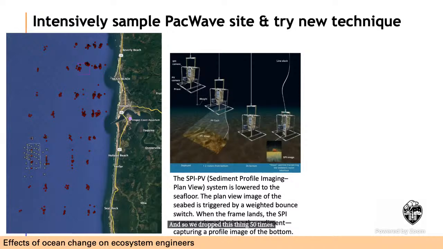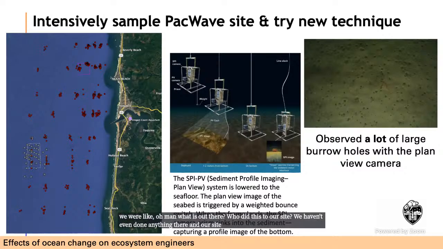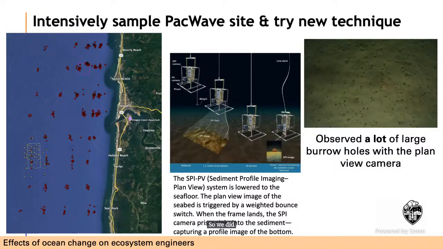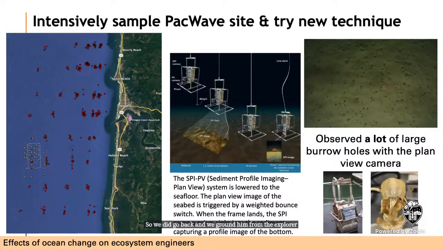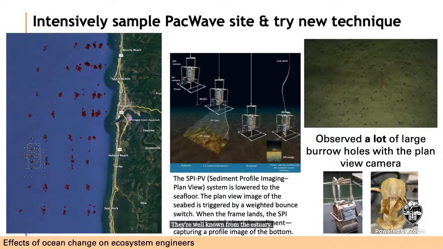And so we dropped this thing 50 times, and then we got off and we downloaded the data, and there it was on the seafloor with the plan view camera. Giant holes, way too big for anything I had collected before. We were like, oh man, what is out there? Who did this to our site? Like, we haven't even done anything there, and our site looks totally different from the last time we were out here. So we did go back and ground truth with the box core, and then we got tons of these ghost shrimp. The ghost shrimp, they're well known from the estuary. We've been studying them in the estuary for decades.